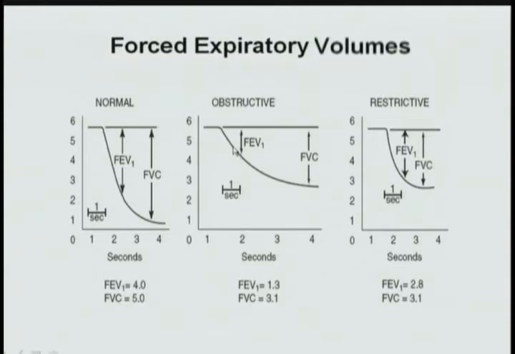If you go back here and you measure the slope of the curve here, see what I'm looking at with the arrow? The slope of the curve in an obstructive pattern is between 25% right here and 75% of predicted. That's the slope of the curve there. And that is sometimes called the forced expiratory flow 25-75, or FEF 25-75.